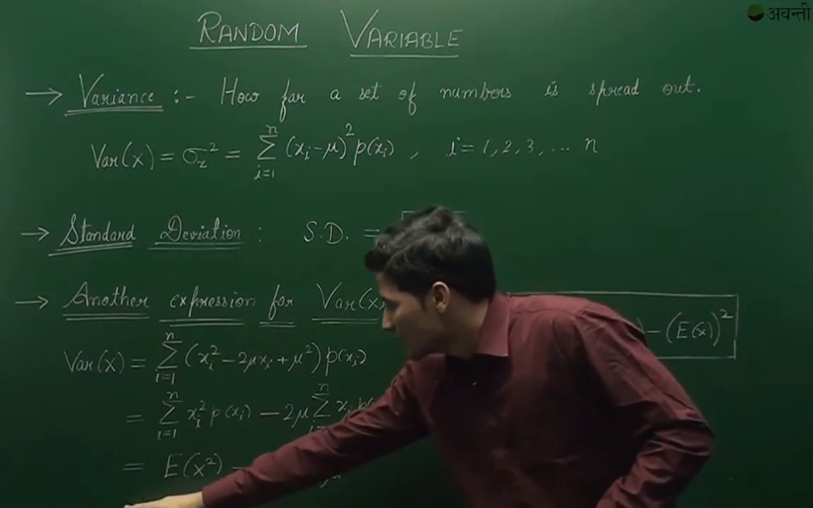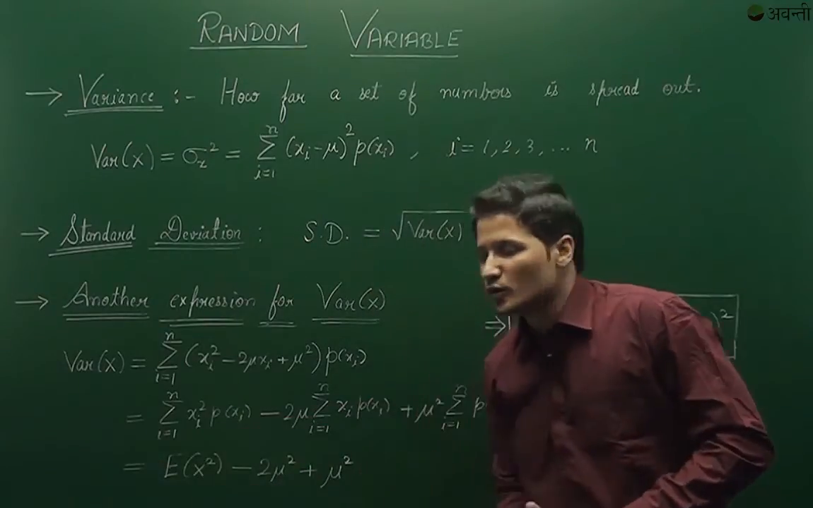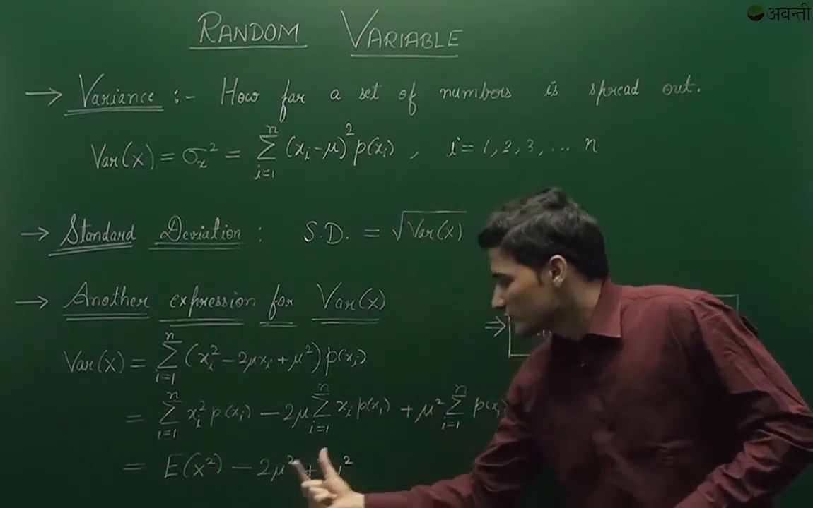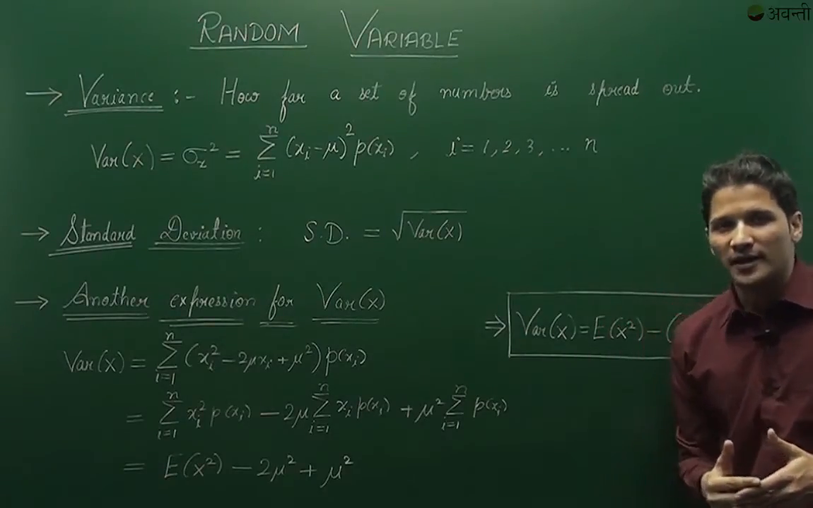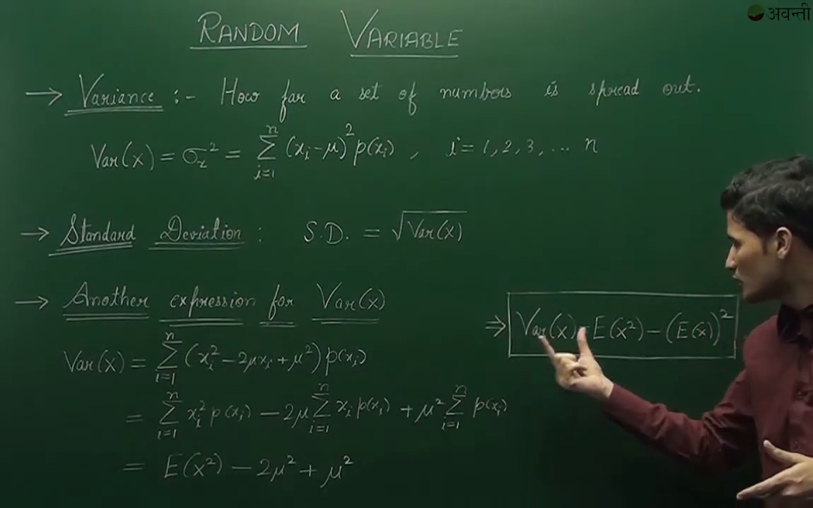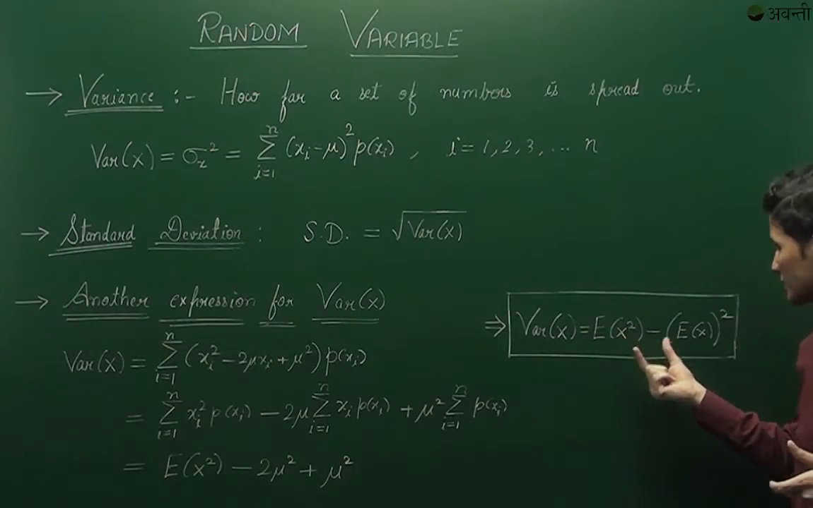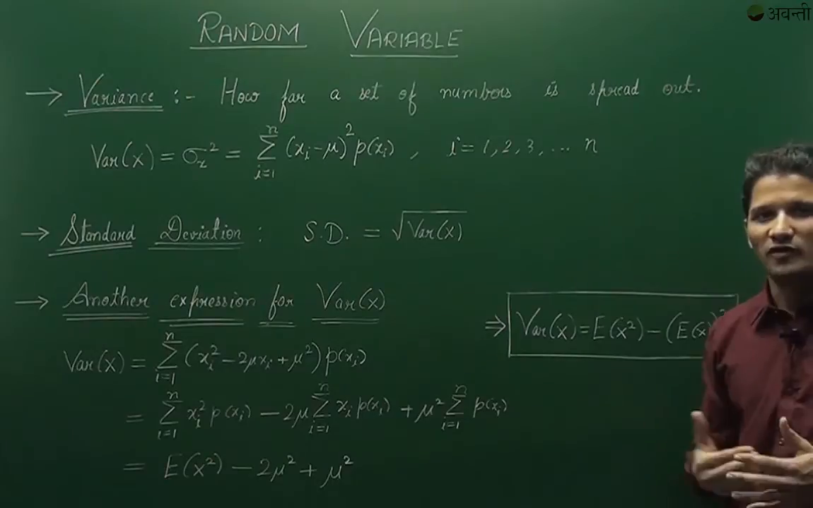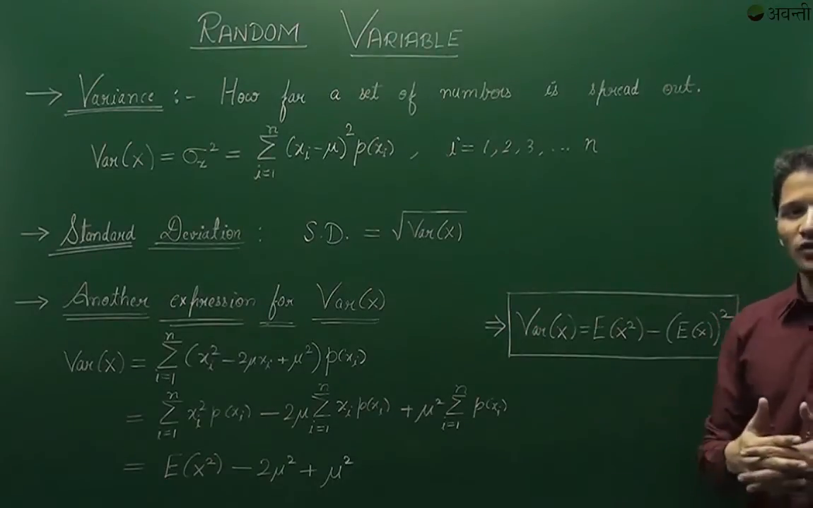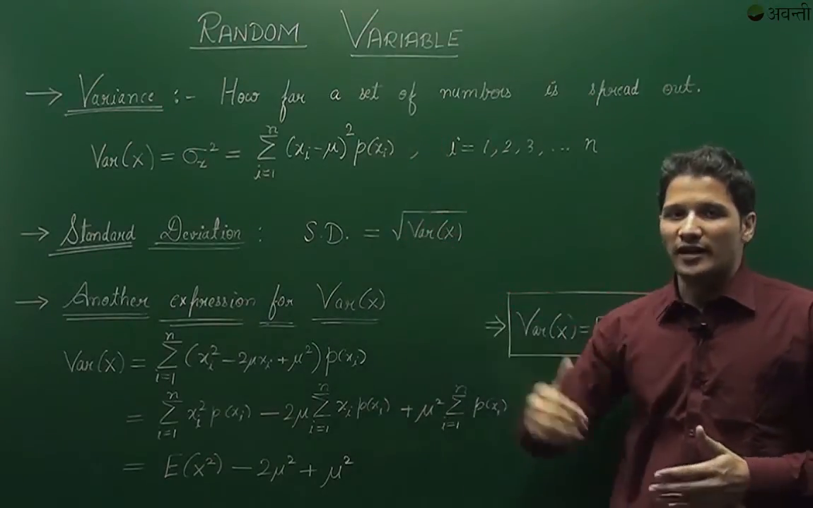Now finally we get to expression this variance of x is equals to E of x square minus mu square, and we know that mu is nothing but E of x. So ultimately we get variance of x is equals to E of x square minus E of x whole square, and this is what we apply in problem solving, that is variance of x. So this was variance of a random variable x.